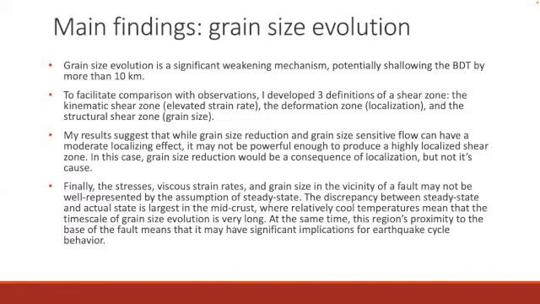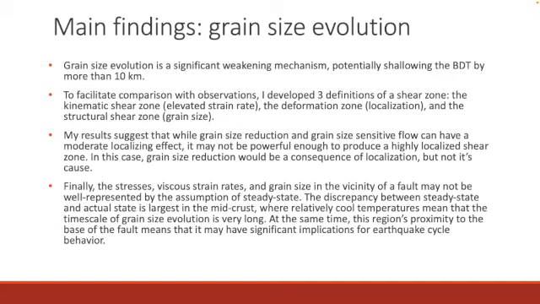So to sum up the findings in this section, I found that grain size evolution is a significant weakening mechanism, potentially shallowing the BDT by more than 10 kilometers. And to facilitate comparison with observations, Laurent and I developed 3 definitions of a shear zone: the kinematic shear zone, representing elevated strain rate, the deformation zone, representing localization, and the structural shear zone, representing grain size.